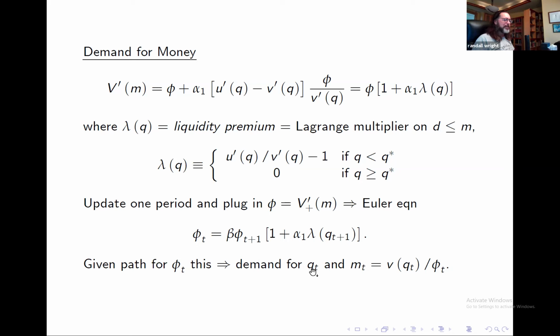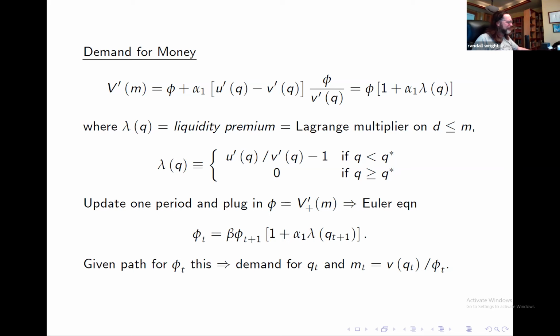You might say, well, that's demand for Q. What about demand for money? Well, the money demand comes from this bargaining, or whatever the mechanism is, solution. So once you know the Q path, taking as given the centralized market prices, you know the M path. So from a decision theoretic point of view, that's your final answer.